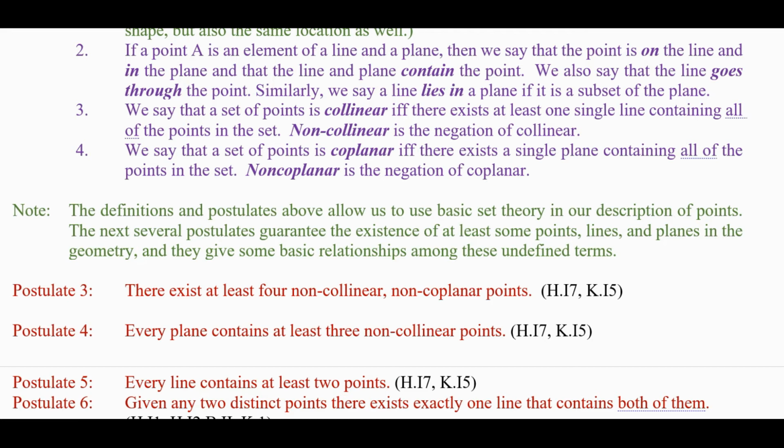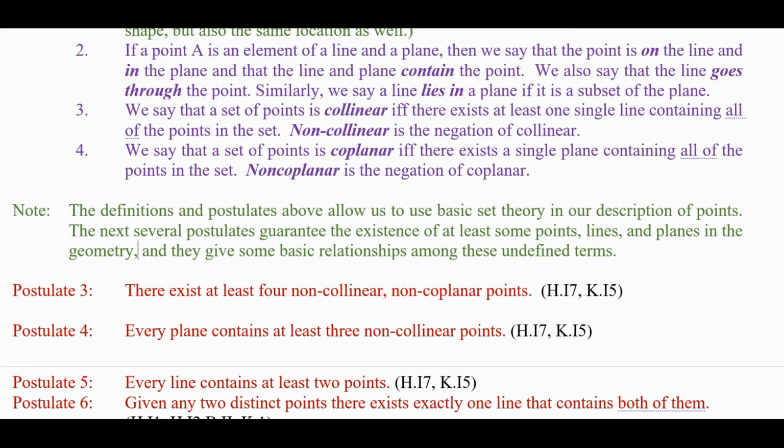So let's back up to postulate 3 first. There exist at least 4 non-collinear, non-coplanar points. So there have to be at least 4 points in the geometry. That's guaranteed right there. And it also says that of those particular 4 points, not any 4 points, but those particular 4 points that are guaranteed there, there's not a single line that contains them all and not a single plane that contains them all. Postulate 4 says every plane contains at least 3 non-collinear points. So if we have the plane, then there are going to be at least 3 points on that plane that are not all on the same line.